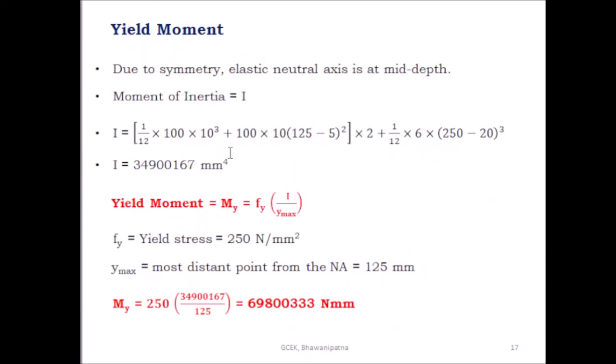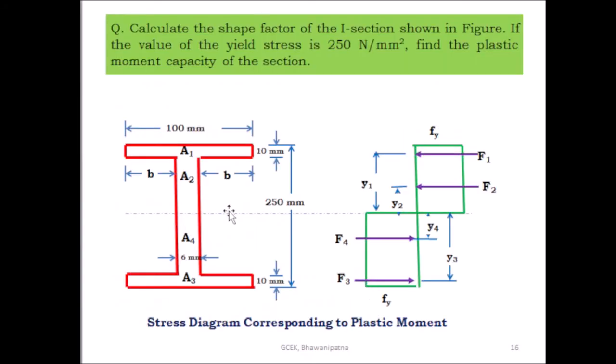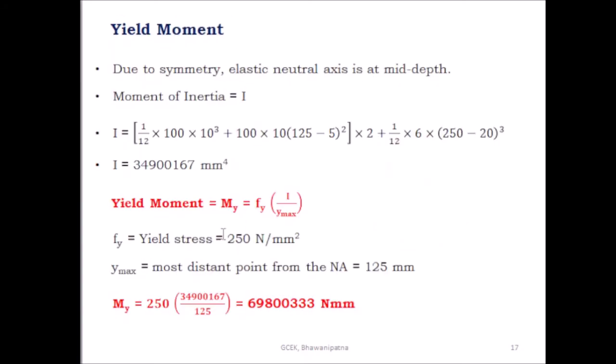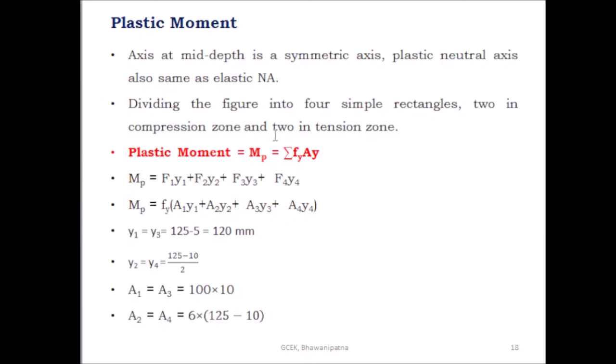So this is the moment of inertia, 34900,167 mm to the fourth. Then you can find out what is the yield moment. My is equal to Fy into I by y max. So Fy is given 250 Newton per mm square, and y max, the most distant point from the neutral axis, this is your 125 mm. This total is 250, and the half of this depth is 125 mm. So this is 125. Then after putting this, My is equal to 6980,0333 Newton mm.